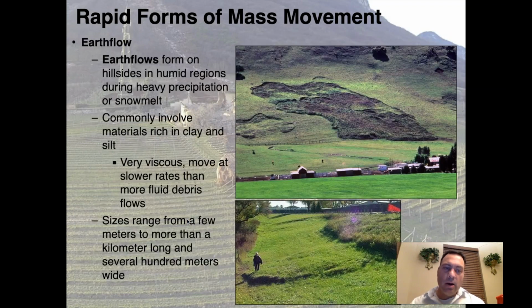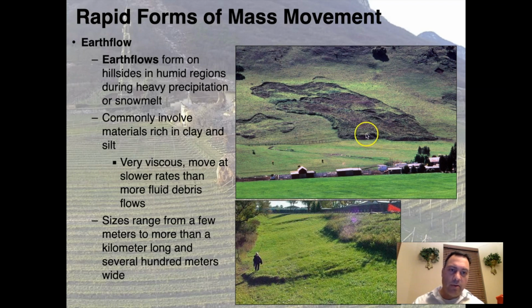Another one is an earth flow. Earth flows are relatively fast. They tend to form in humid regions, especially if you have large amounts of precipitation and snow melt. And they commonly involve materials that are rich in clay and silt, so fine-grained stuff. It's very viscous. It tends to move at slower rates than most fluid debris flows. It can happen overnight, but it kind of comes and it's sticky, and it's a very interesting phenomenon.